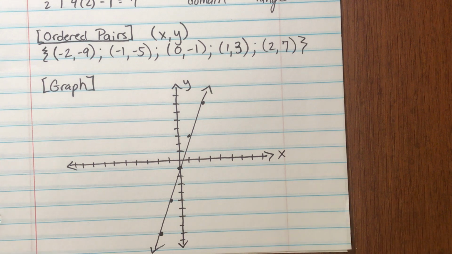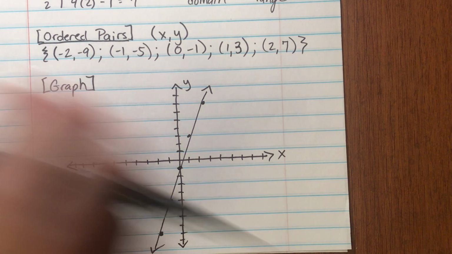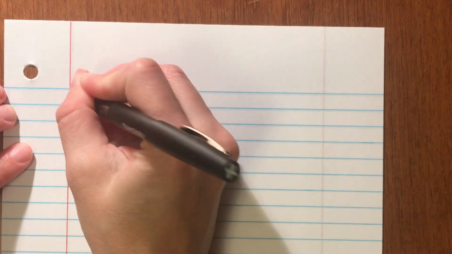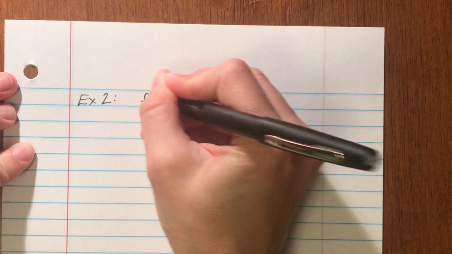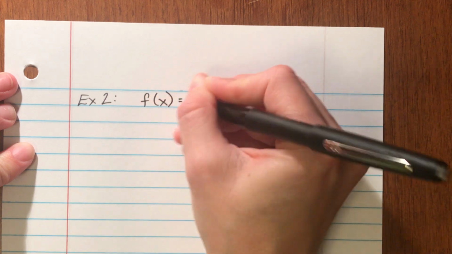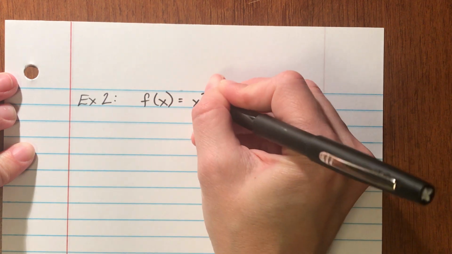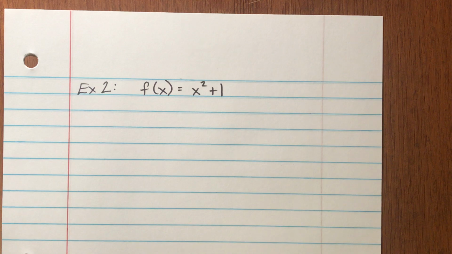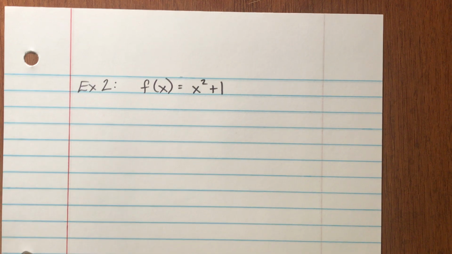So let's look at another example. You can either go on the back, the next page, or get a new sheet of paper. So I'm just going to go to the very next page here. And let's look at a different example. So example number 2, and see what happens. So I'm going to give you the rule. So the rule is f(x) = x² + 1. So here's our new function rule or equation.